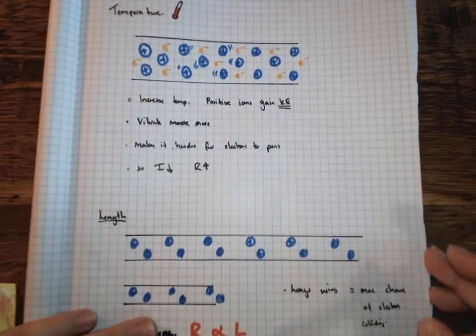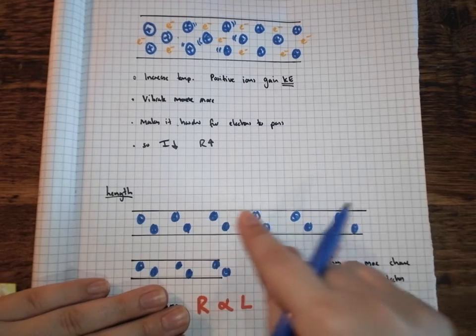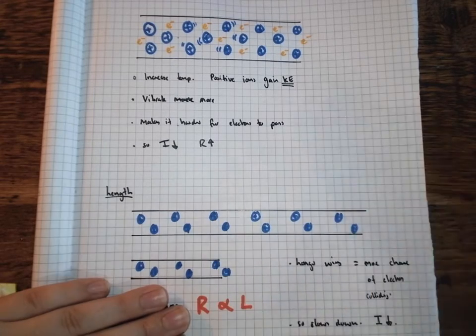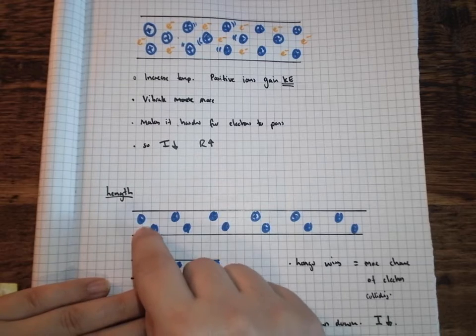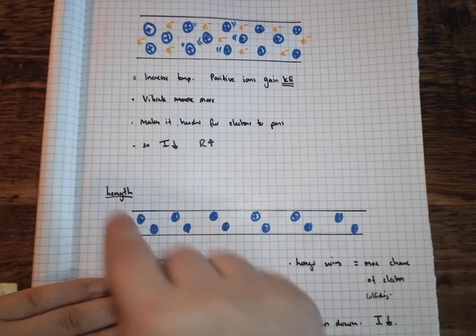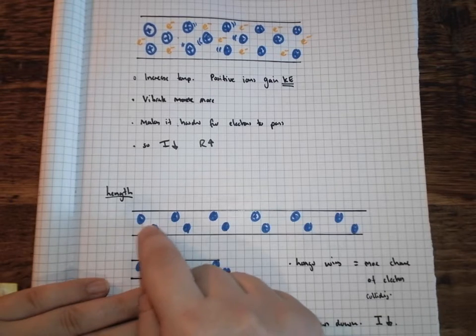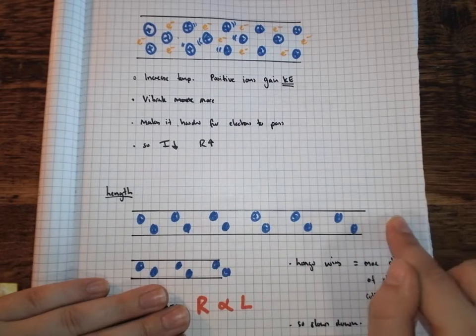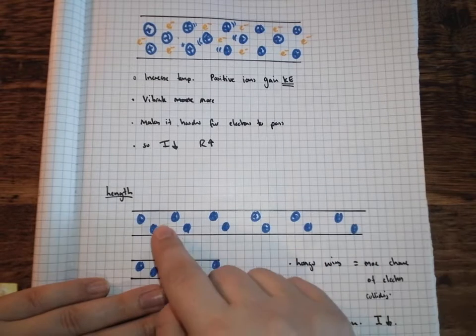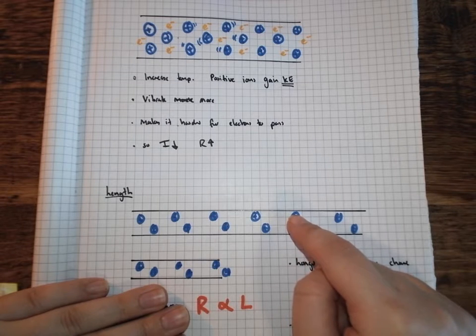The next one is all about length of wire. We're going to talk about how the resistance changes with the length of the wire, again thinking about it in terms of those electrons moving. Think about these electrons moving through the length of a wire. What's going to slow them down is colliding with those ions, because they're going to have to move around. So the longer I make this wire, the more chance it has of colliding with these ions.